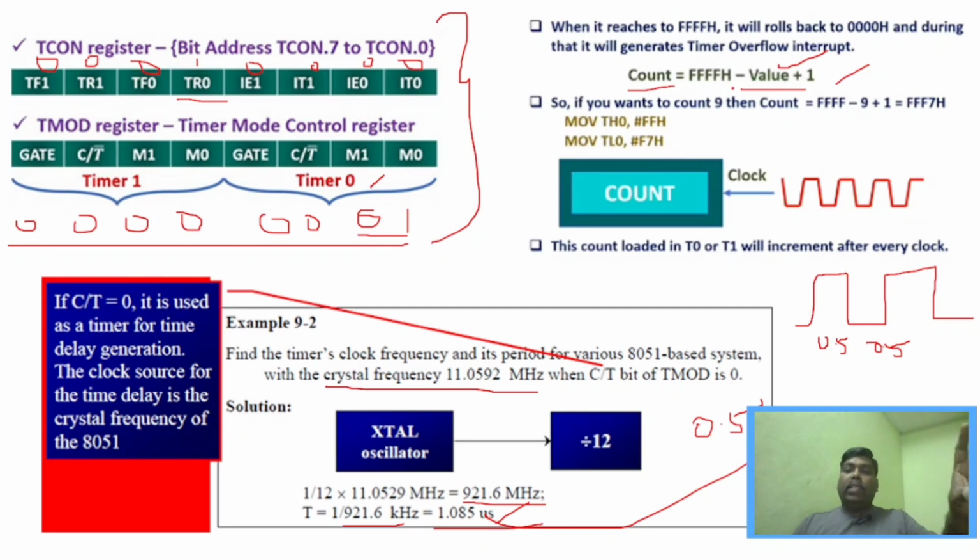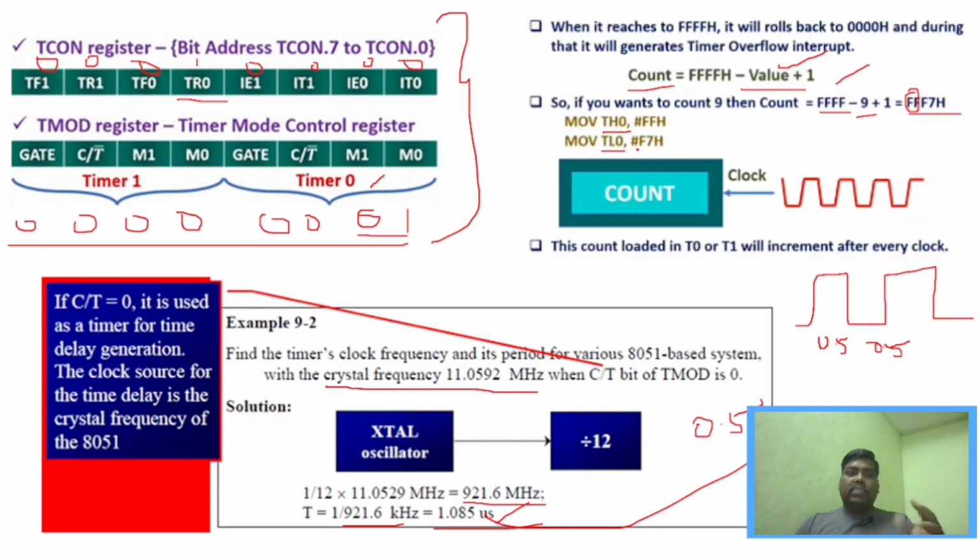After obtaining the count, we can obtain TH0 and TL0. For example, you can see here, if the count value is 9, then FFFF minus 9 plus 1, we will get this particular value, where FF is the TH0 register value and F7 will be the TL0 value. Clear? All these are very basics.